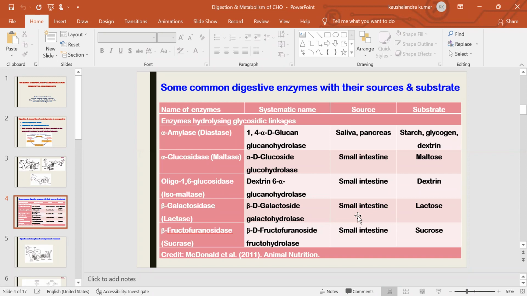Different enzymes like alpha amylase, which acts on 1,4 alpha D glucans, alpha glucosidase, oligo 1,6 glucosidase, also known as maltase, and lactase enzyme, which is responsible for the breakdown of lactose, and sucrase, which is associated with sucrose. So these are different enzymes.